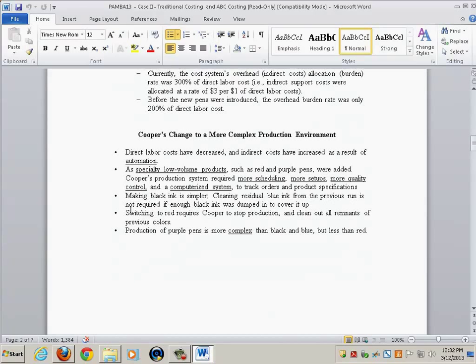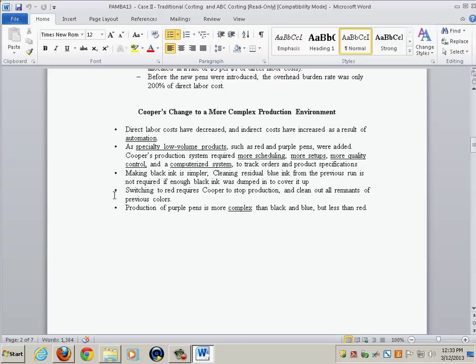In addition, Cooper moves to a more complex production system where the process is automated, particularly the injection of the ink into the pens is now automated, not semi-automated.